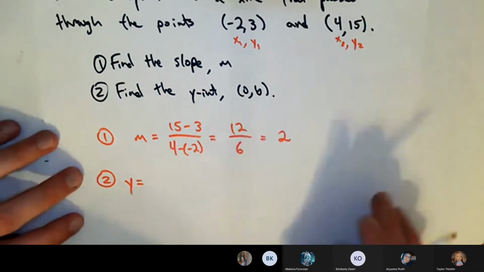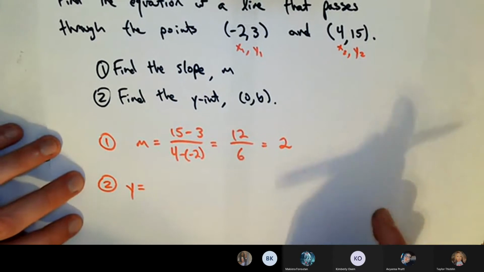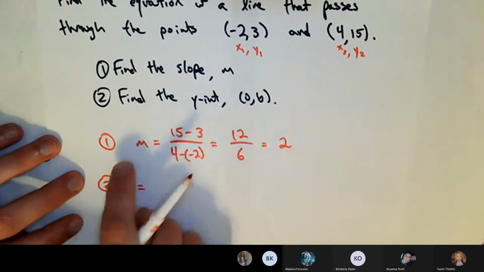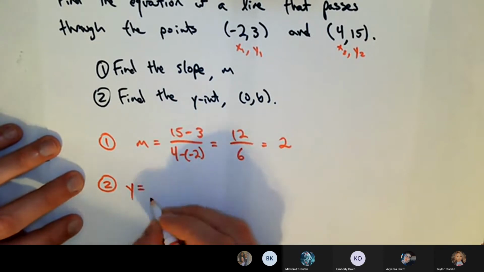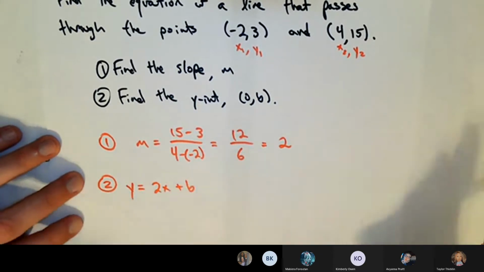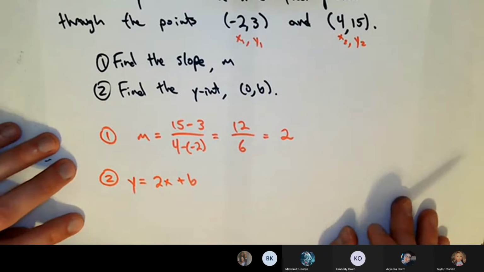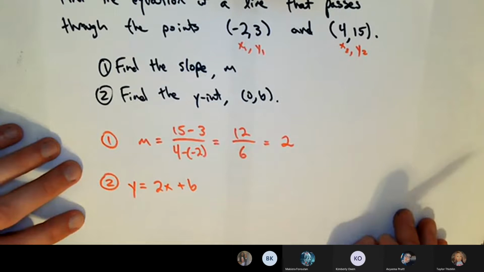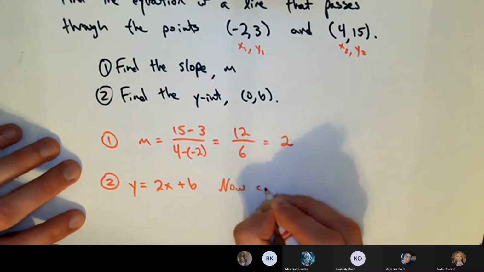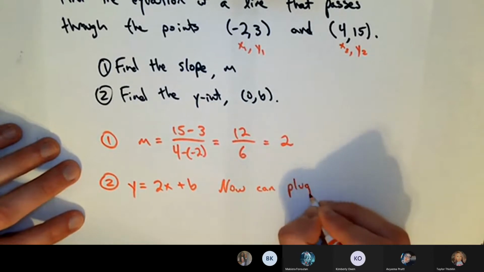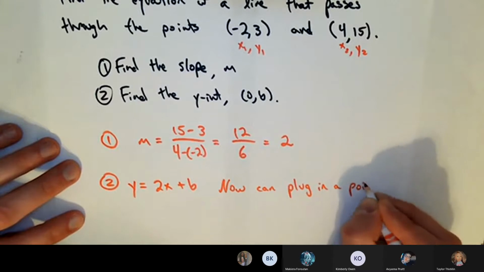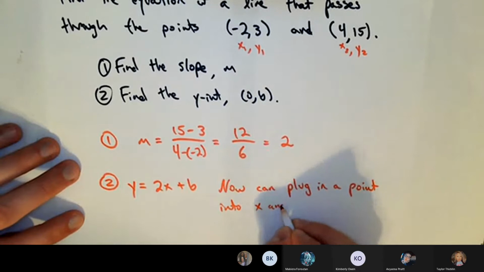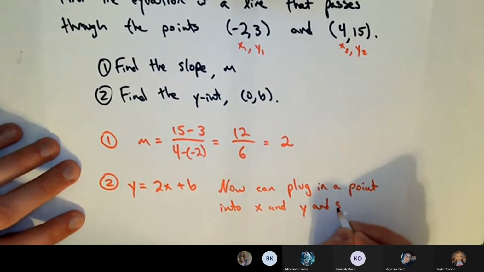All right. y is equal to mx plus b, but we have 2. So m is 2. So we don't have mx plus b, we have 2x plus b. All right. Why is that useful? Well, because now what we can do is plug in a point into x and y and solve for b.